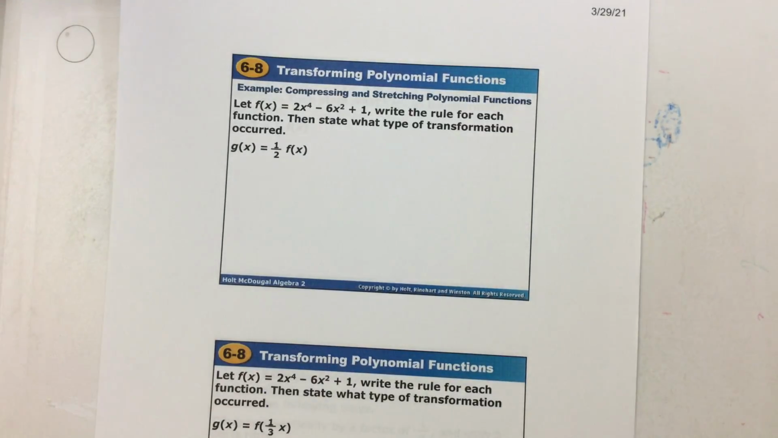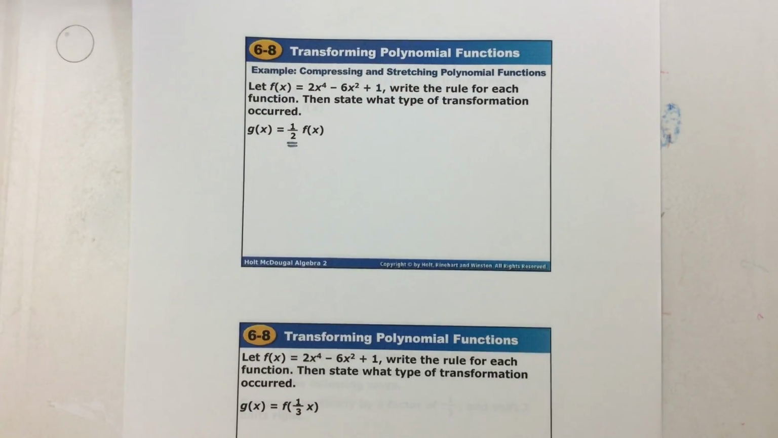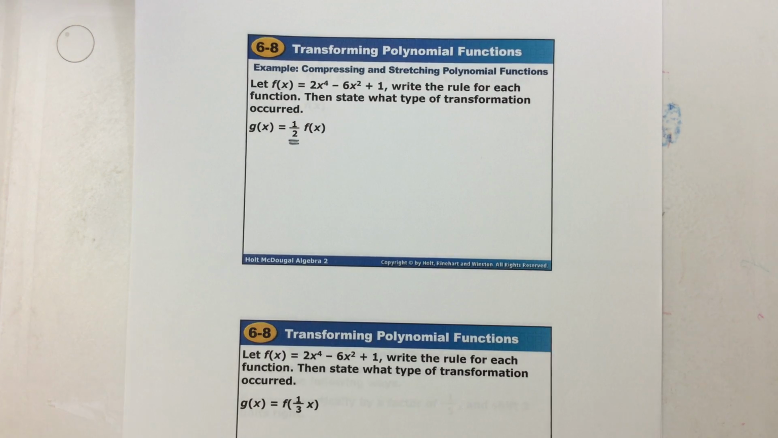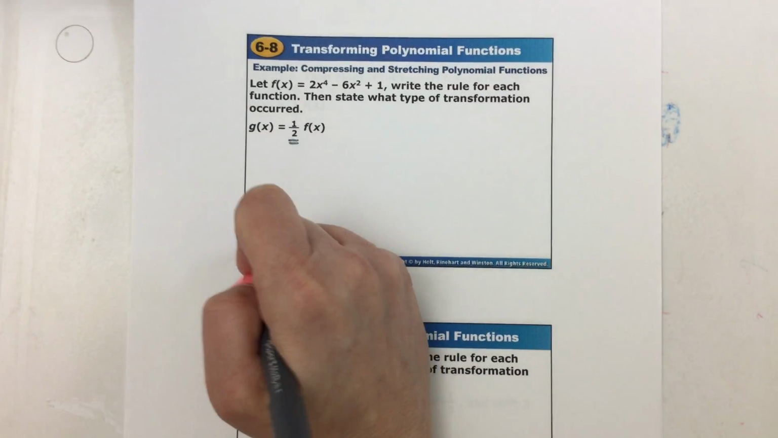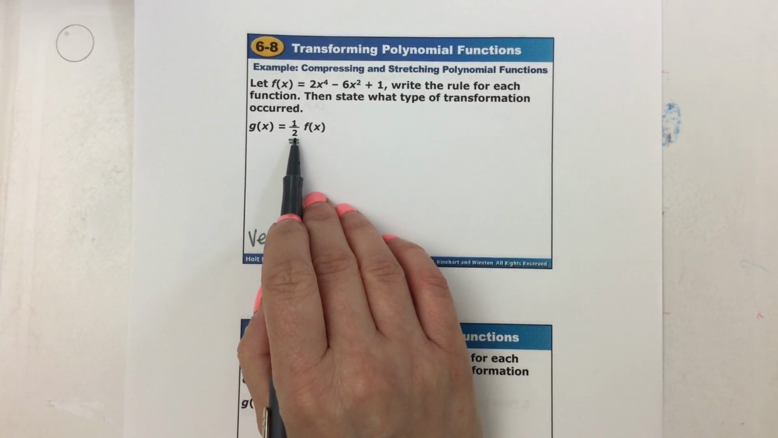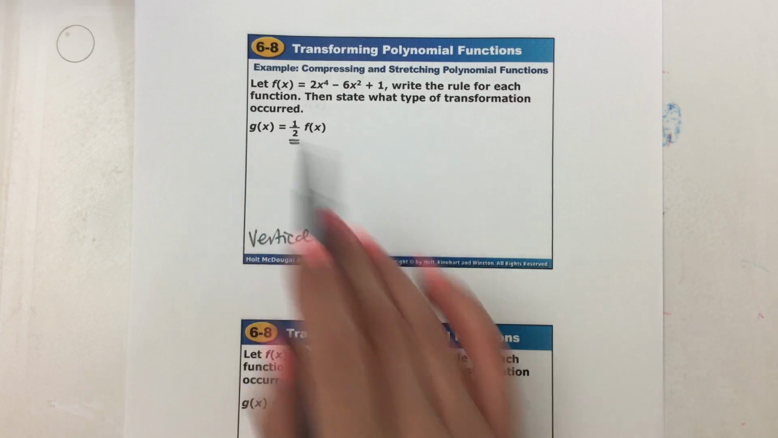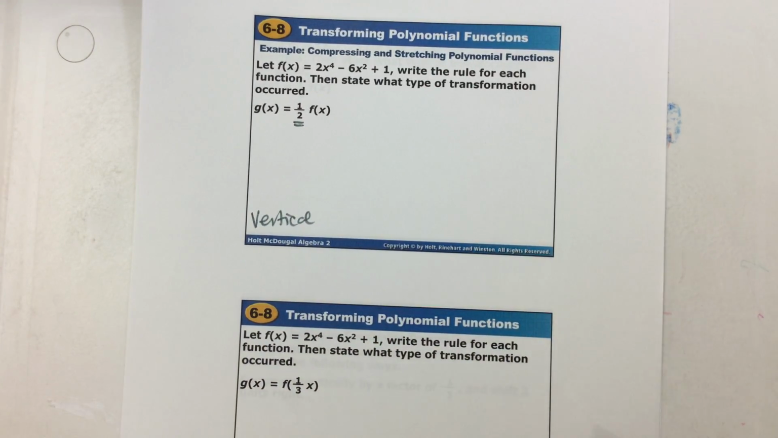Next, we have size changes. When you are multiplying out front, that means that you will be distributing. When it's out front, it's vertical. So we have a vertical. If the number is bigger than 1, it is called a stretch. If the number is less than 1, it's called a compression or a shrink.